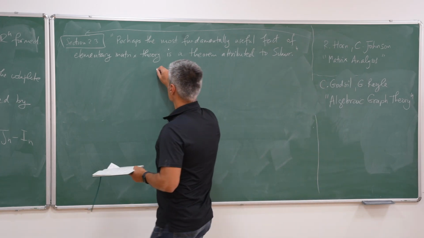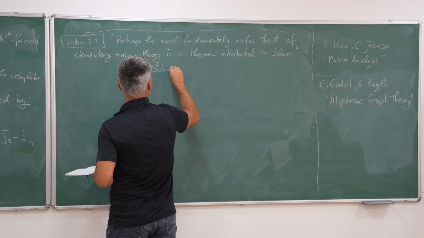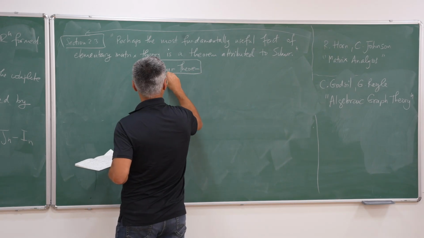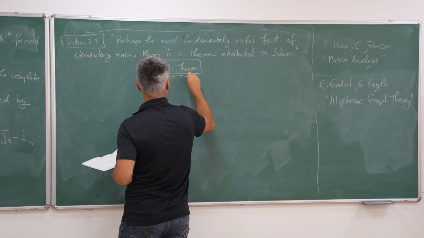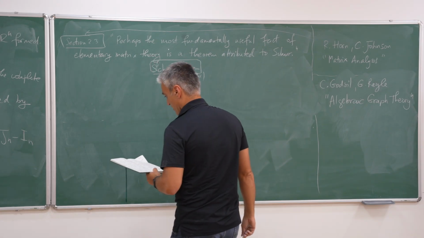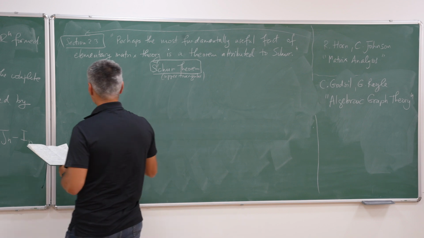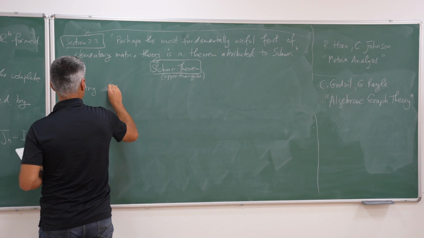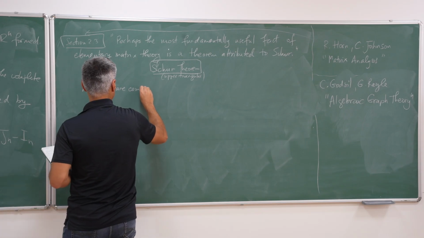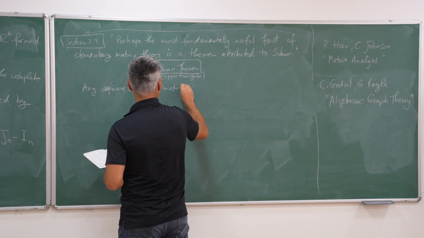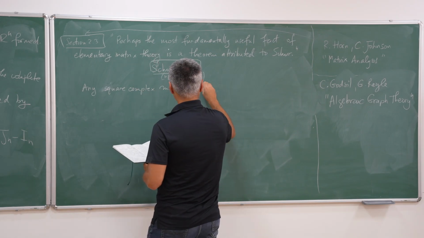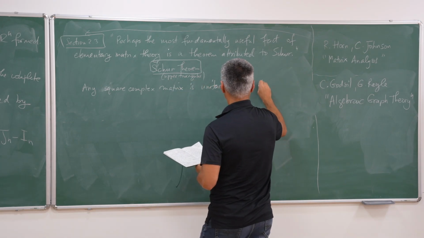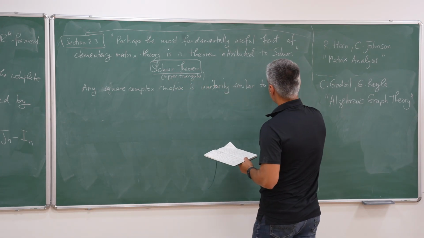Now, there are many Schur theorems in mathematics, but this one is the Schur upper triangular theorem. In words, it says the following. Any square complex matrix is unitarily similar to an upper triangular matrix.